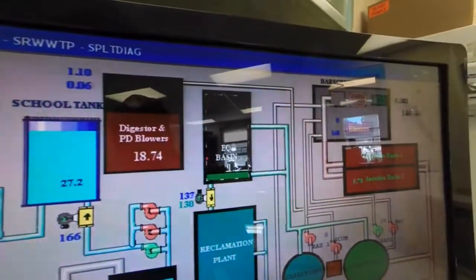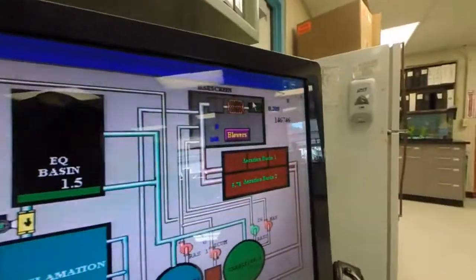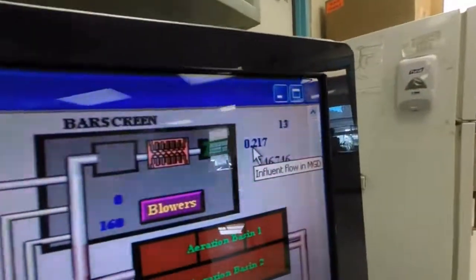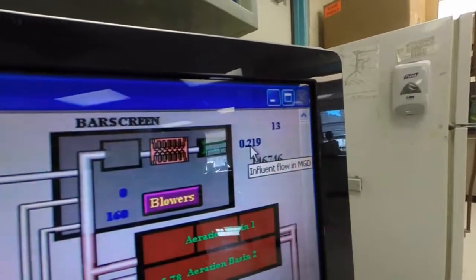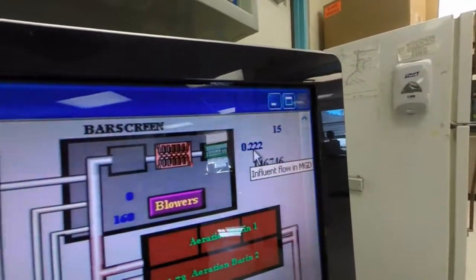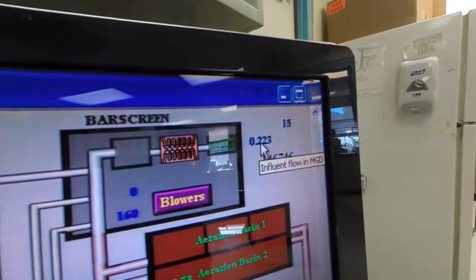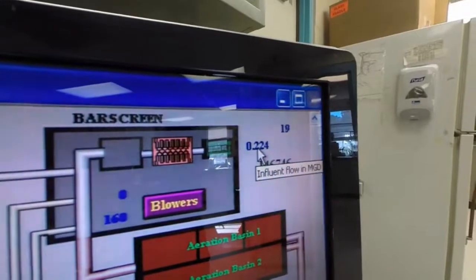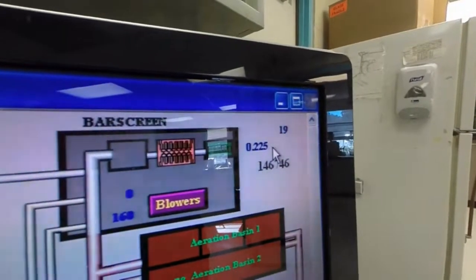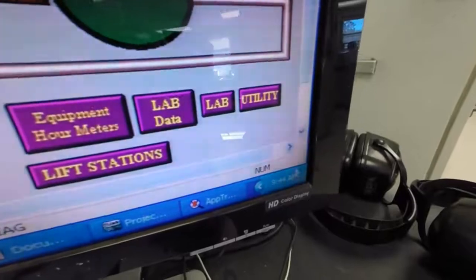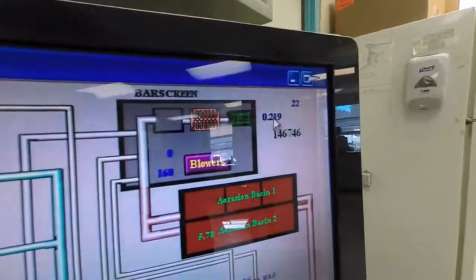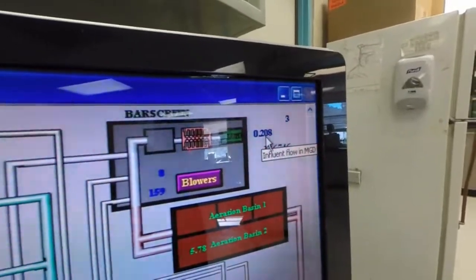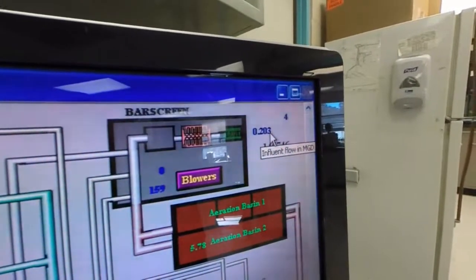And if it was high, you'd also want to consider your current flows coming in. So this number indicates the influent flow in million gallons per day. So this is basically saying if this number stayed like this for the next 24 hours, you would have 224,000 gallons coming in. Right now it's 9:44 in the morning, so obviously it's probably not going to stay that way for the next 24 hours.